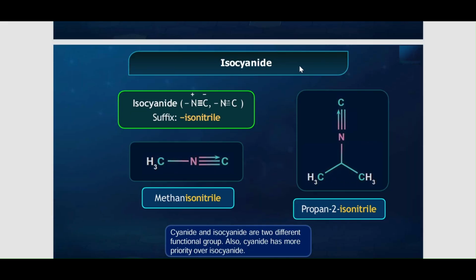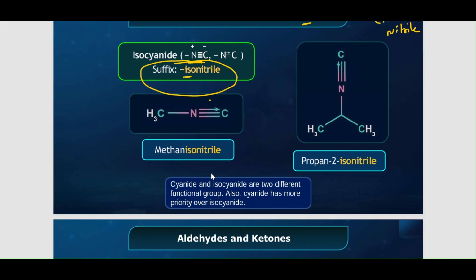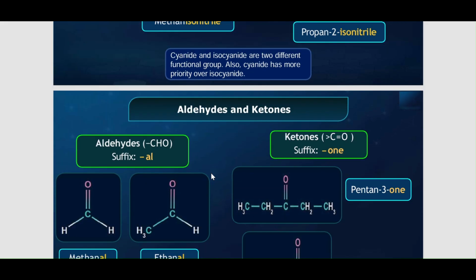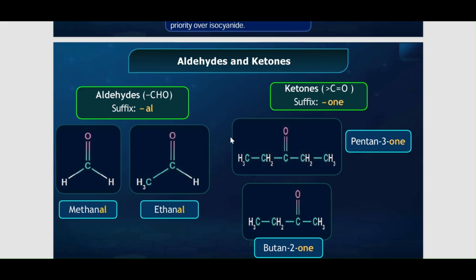For isocyanides, which contain NC, you can observe the structure also, N triple bond C, right? So for this compound, you have to use the secondary suffix as isonitrile. For CN, nitrile. Clear? For NC, isonitrile. Like for aldehyde, already I have explained, the first 2 letters, all.